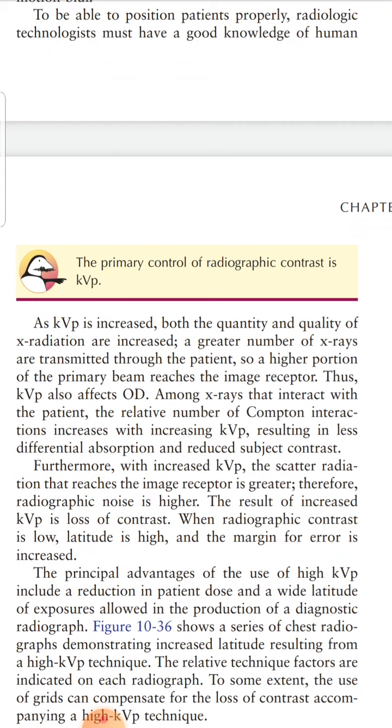Among X-rays that interact with the patient, the relative number of Compton interactions increases with increasing KVP, which we have discussed in the chapter on X-ray interaction with matter, resulting in less differential absorption and reduced subject contrast.